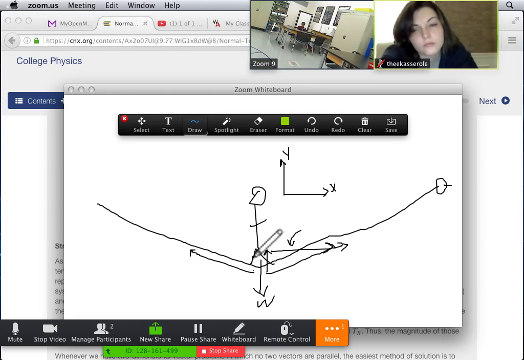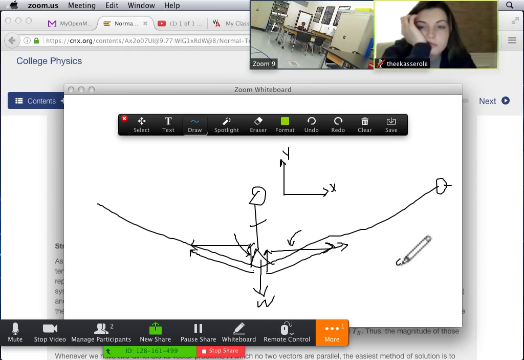But this upward component that's on each force, each of these has an upward and a sideways component. These two upward components have to add together to counteract the weight force. Because if they didn't, this person would fall right through the rope.